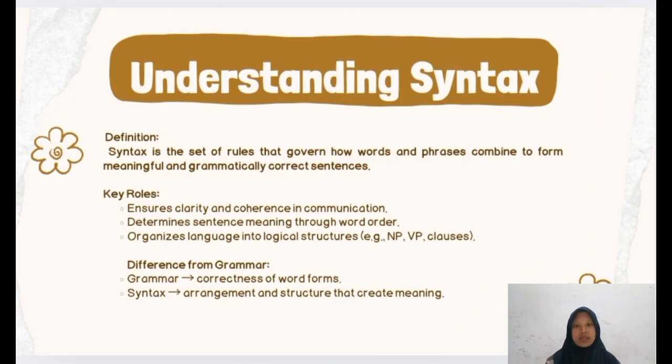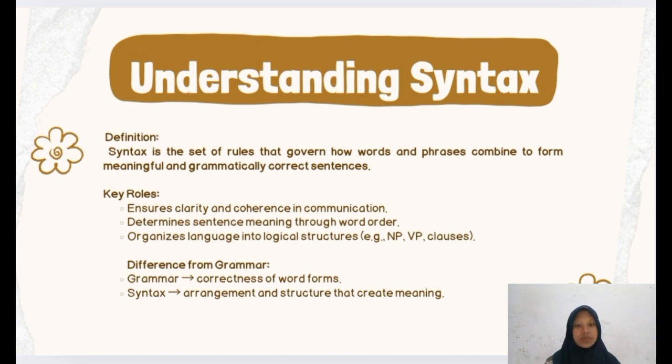Understanding syntax. Syntax refers to the set of rules that determine how words and phrases are arranged to form meaningful and grammatically correct sentences. It plays a very important role in communication because even a small change in word order can completely change the meaning. For example, the cat chased the dog means something very different from the dog chased the cat. Syntax helps us to organize words logically, showing how nouns, verbs, and clauses interact to express clear ideas.